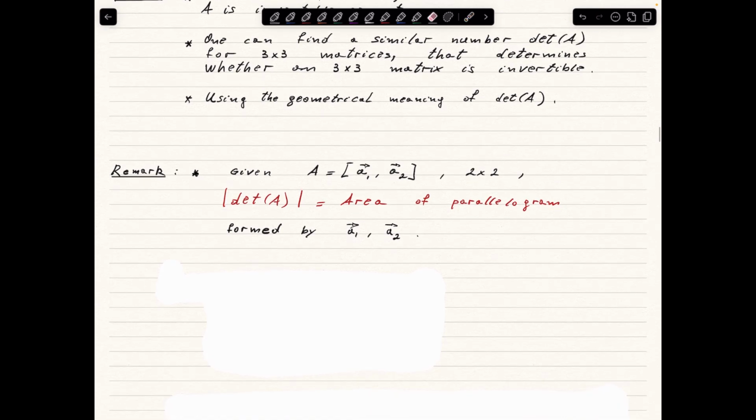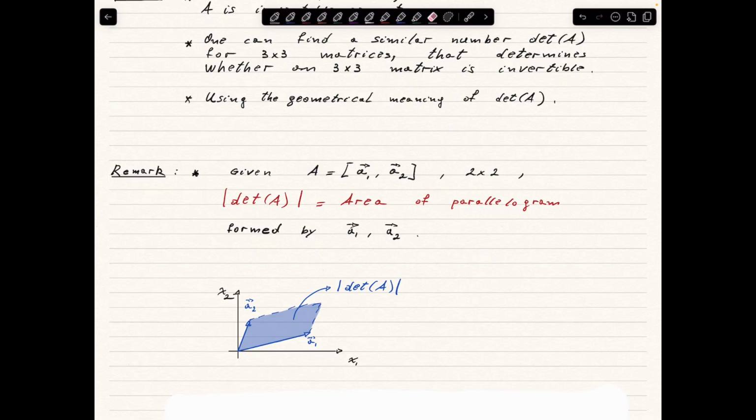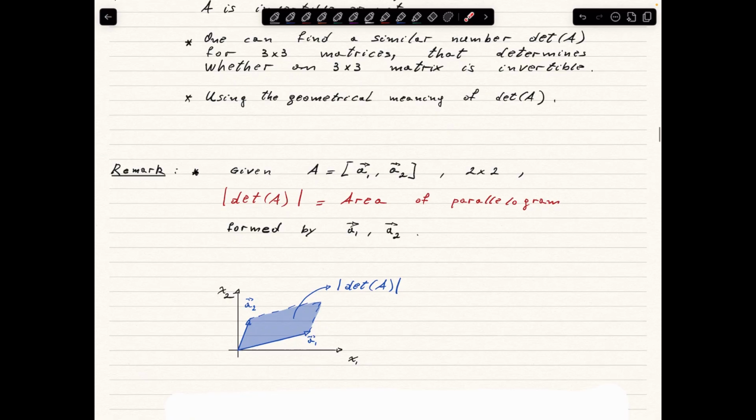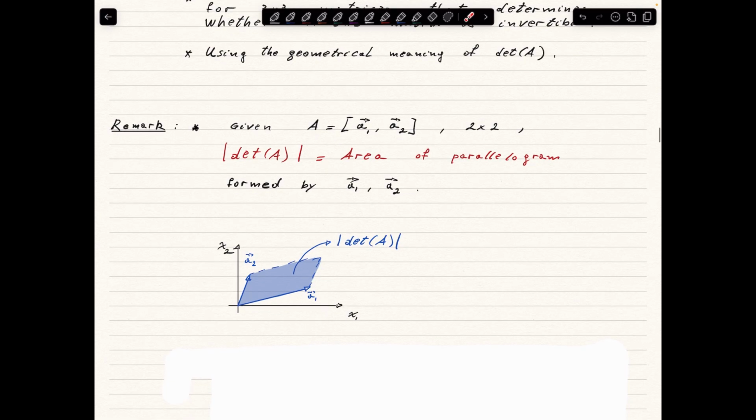That is, you have a matrix A that can be written in terms of column vectors. Grab these column vectors and draw them on the plane, and these vectors determine a parallelogram. The area of that parallelogram is plus or minus the determinant of A. So the absolute value of the determinant is the area. That can be proven, and now we use that property to generalize the determinant from 2 by 2 matrices to 3 by 3 matrices.